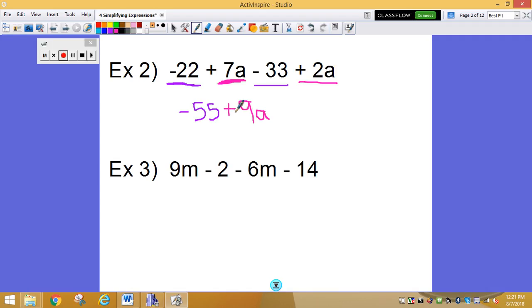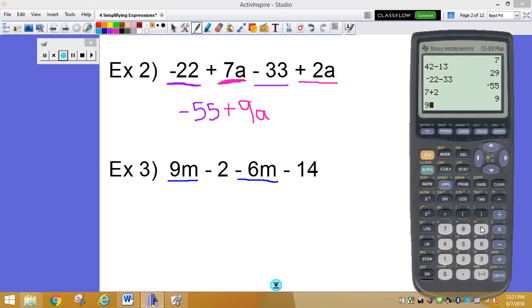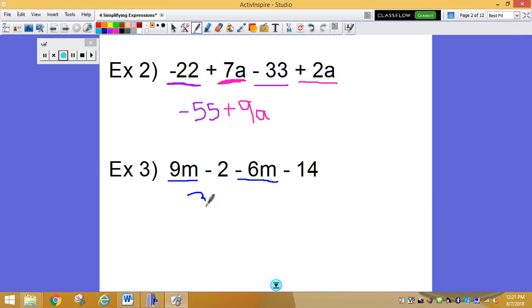All right, I want you guys to pause it. And no, let me do number 3 with you. Because there's something different. I'll show you in a second. All right, our m's. Let's combine these m's. I got a 9m minus 6m. So I'm going to do 9 minus 6. And that gives me 3. Put your m with it.